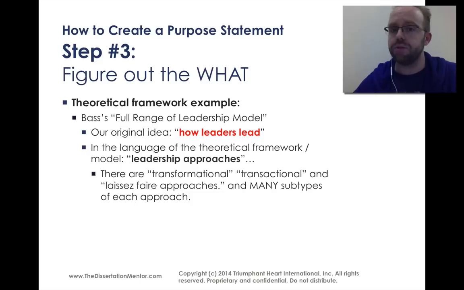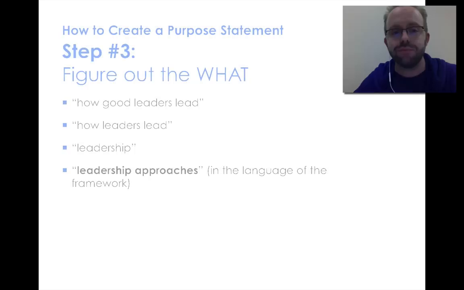And just so happens there's many leadership approaches within that model, but three big categories there are transformational, transactional, and laissez-faire approaches, and many subtypes. So the point is, when you go and write your own dissertation, you need to select a theoretical framework, and you need to narrow down, just like we did here. It's going to be narrowed in the language of that theoretical framework. And so here's an example of what that looks like.